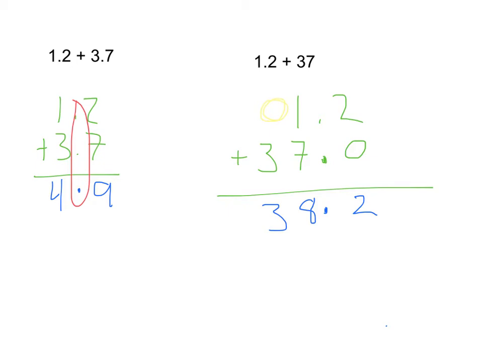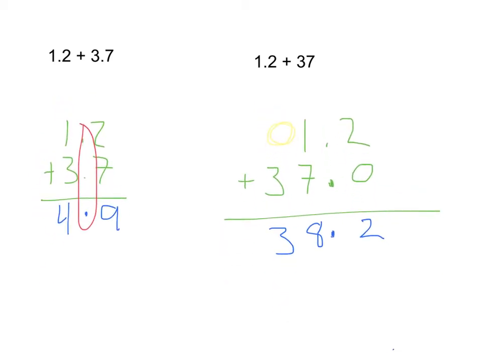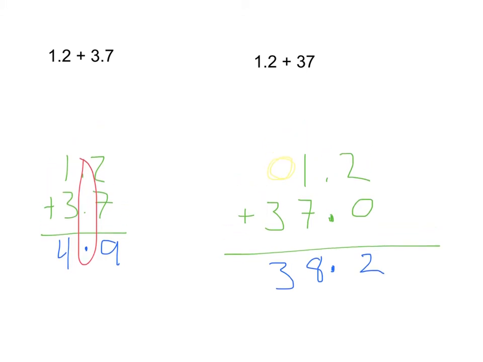Looking at these two problems, I have very different solutions. I have 4 9/10 and 38 2/10. That's a difference of over 30. So you can see that lining up the decimals does make a huge difference.